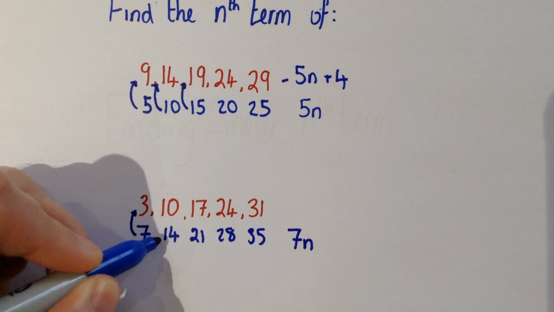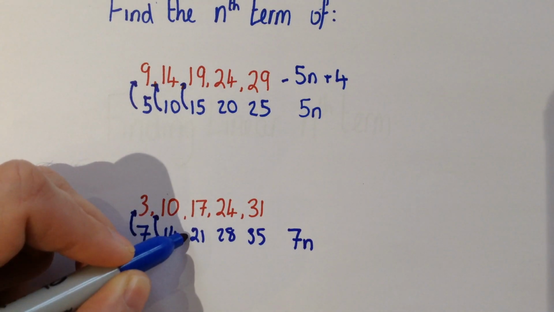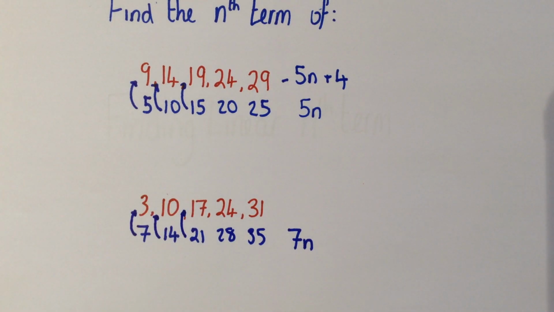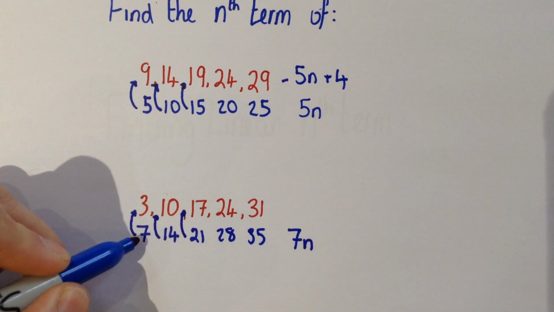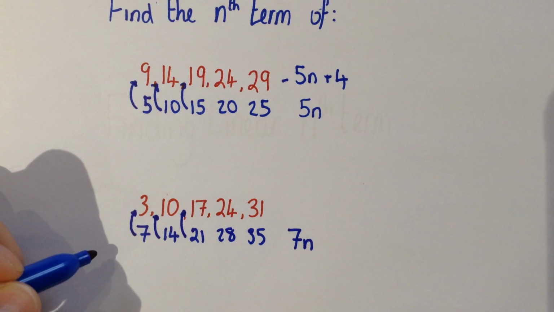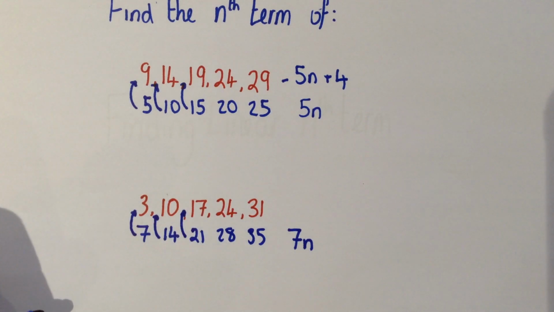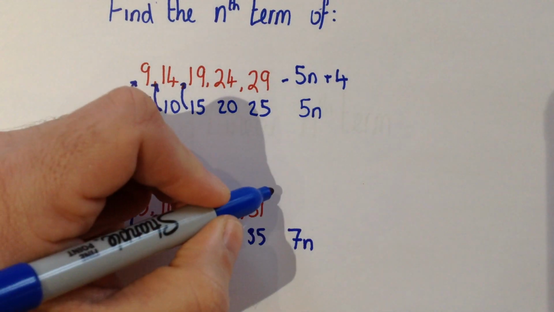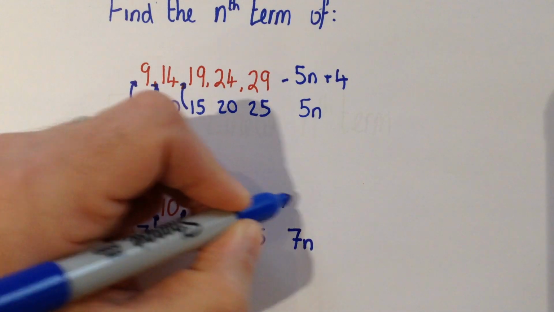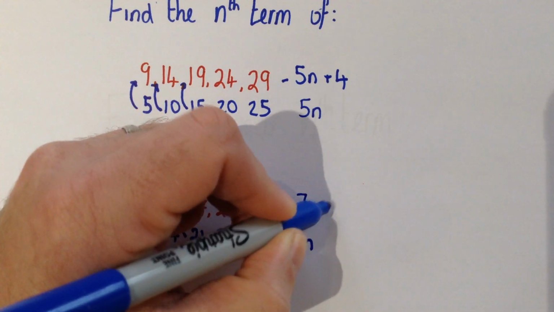What do we do to each of the numbers in the 7 times table to get back to the number in the sequence? Well, to get from 7 to 3, we take away 4. We check and make sure we do the same to the others, each time taking away 4. So the sequence can be written as 7n take away 4.